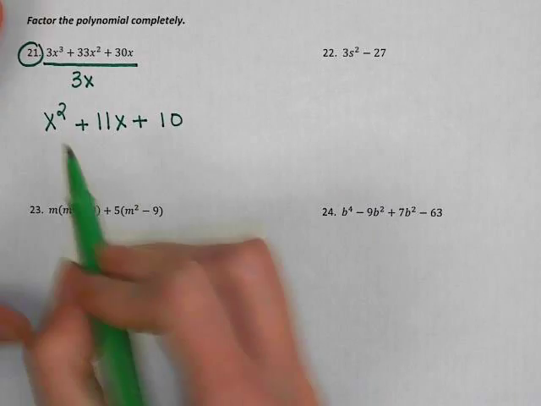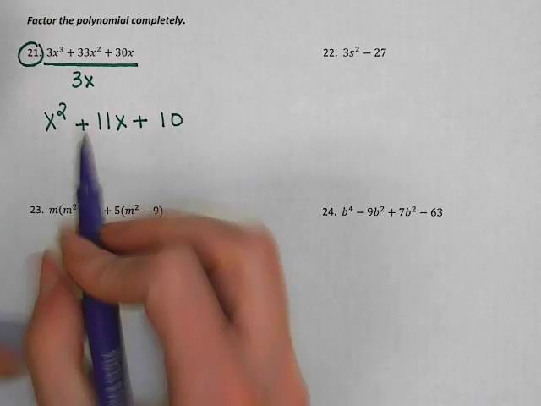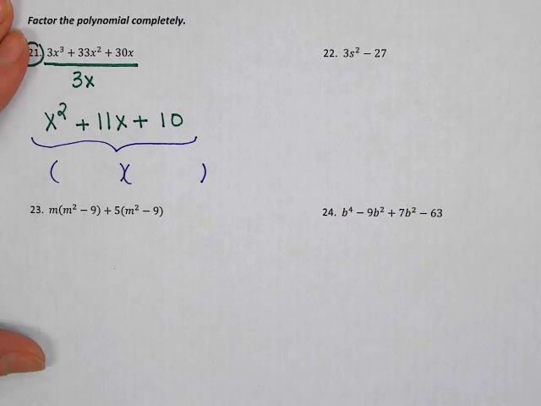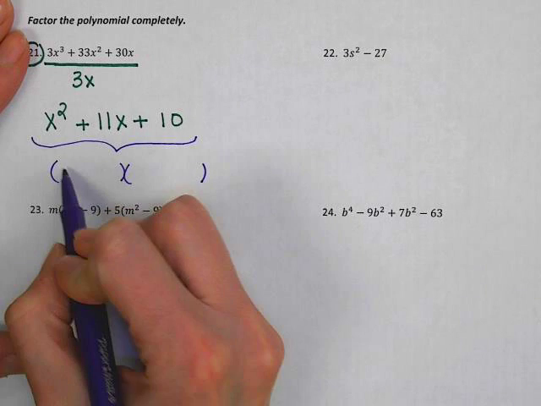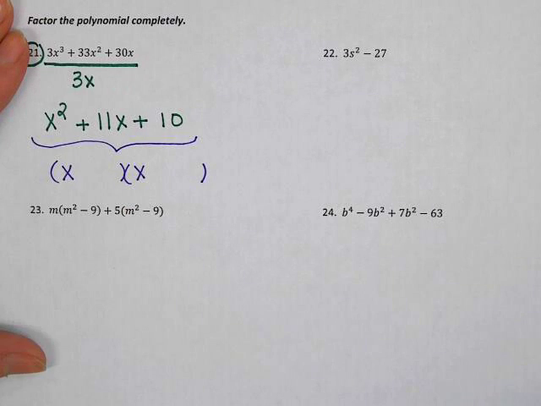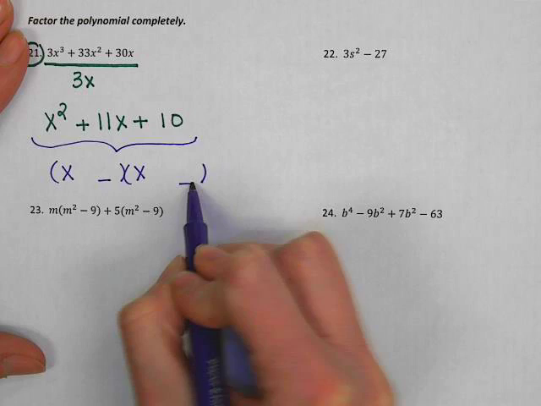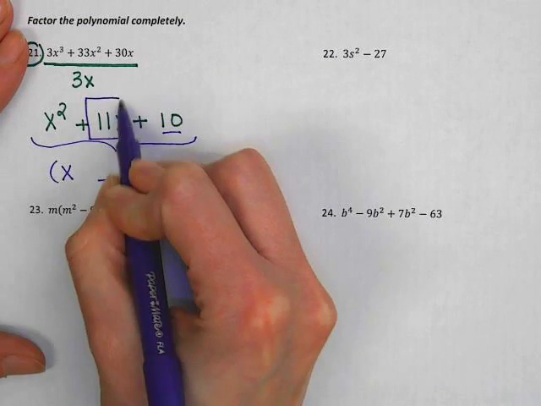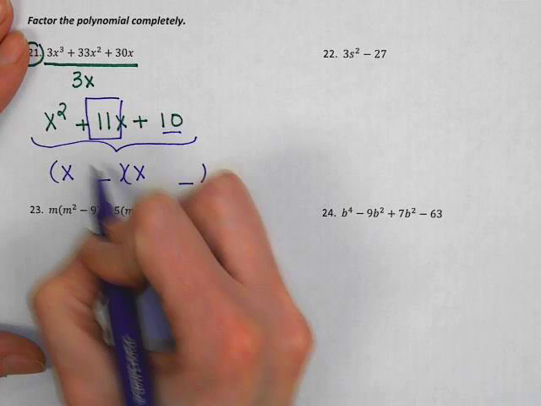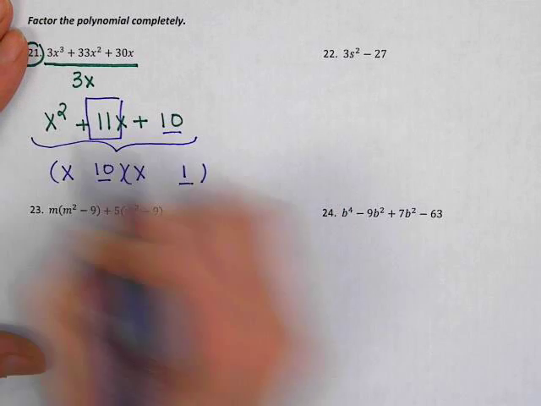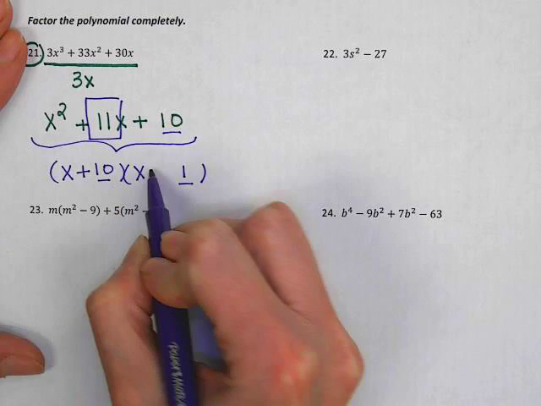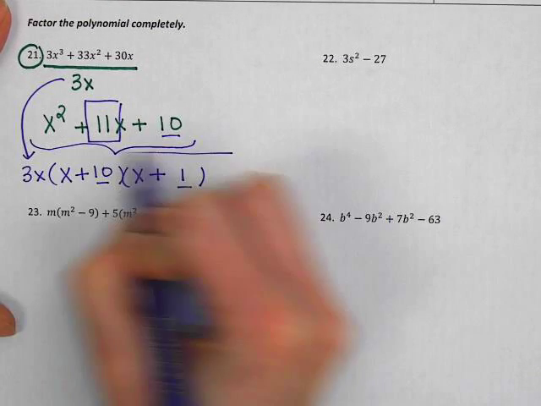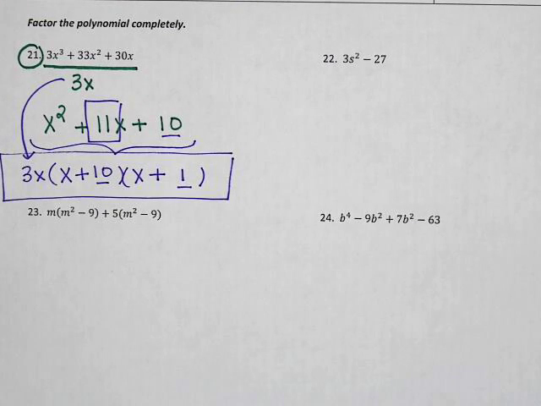And then we're not done. Now this is a trinomial, and to factor a trinomial, we guess and check. So to get x squared, we need x and x. And now we need two numbers that multiply to 10, but then they have to add to 11. So that's obviously 10 and 1. Because everything's plus, it's plus. And don't forget to bring down the GCF. So that's number 21.